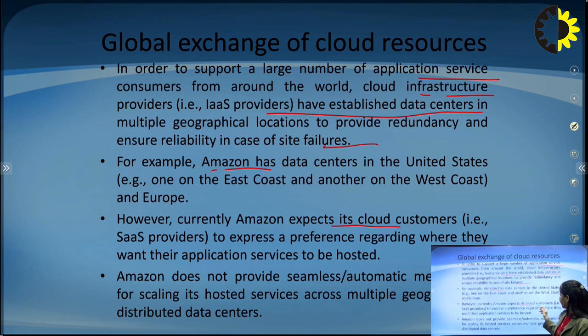However, currently Amazon expects cloud customers to express a preference regarding where they want to deploy or host their application services. Like, for example, in GitHub, we are going to deploy our project. Actually, it is giving the service of platform as a service, so that GitHub can be hosted where that platform is hosted, and all the data will be stored on that location, in that data center. So this is a preference taken from the customer, and Amazon will fulfill it.